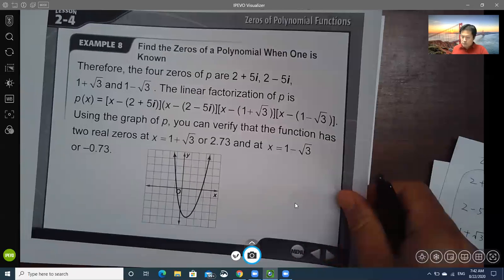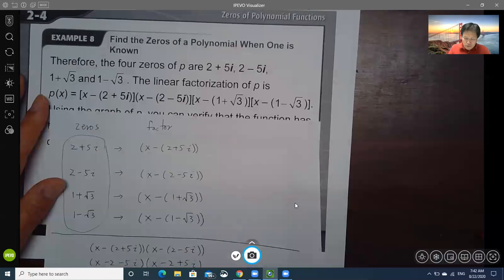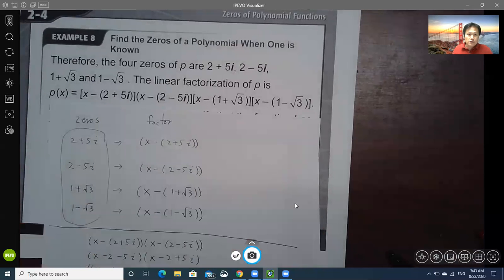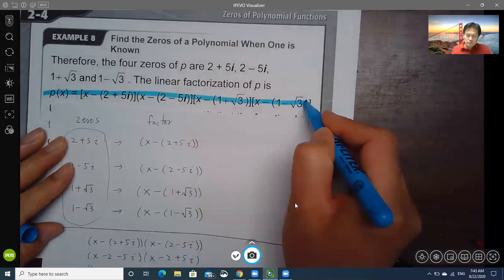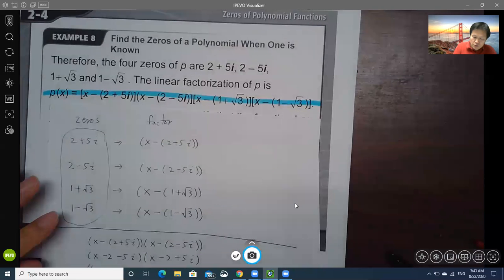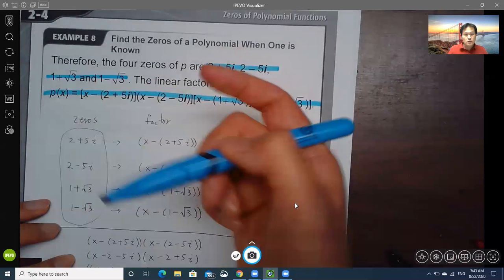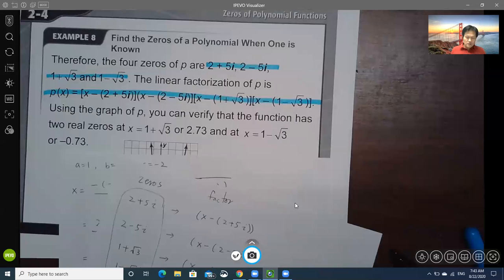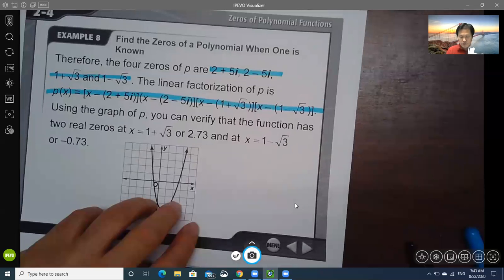Right here. So x minus, x minus, x minus. Yeah, so that's the linear factorization answer right here. All the zeros are here. So that's the first answer. Linear factorization, that's the second answer. Very tough question, I would say, because there was no nice number of zeros.